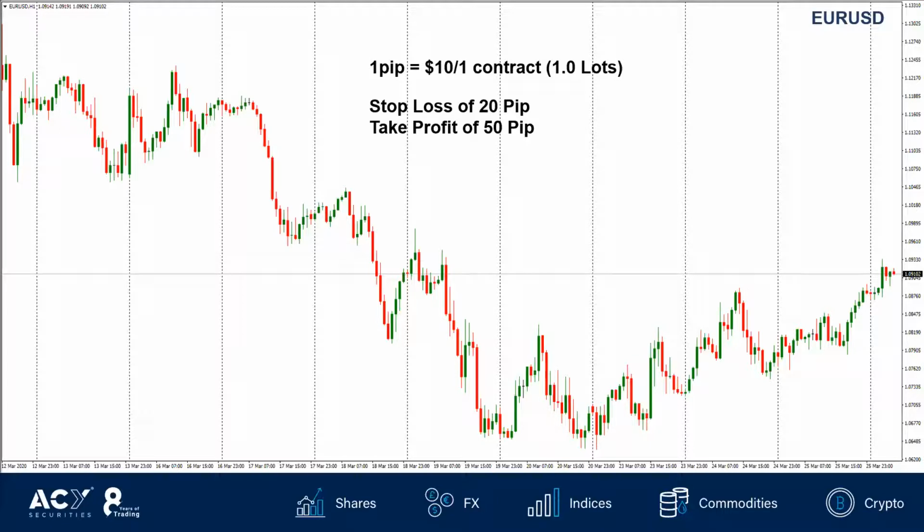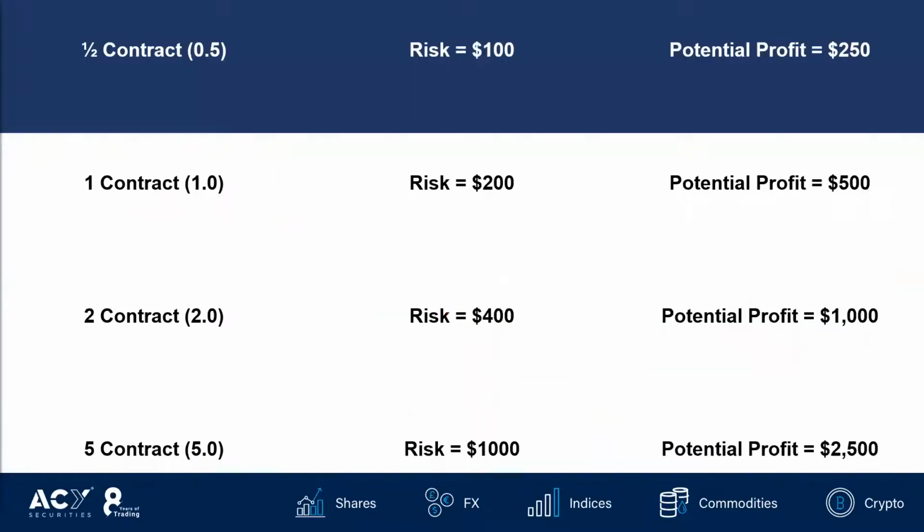Now, if you were to think of that, then the contract sizes and the risk that you have for variance will be incorporated into this table that I've made up for you. So in one contract, or 1.0, you're risking $200 and the potential profit is $500.